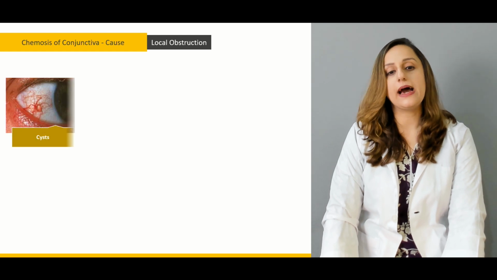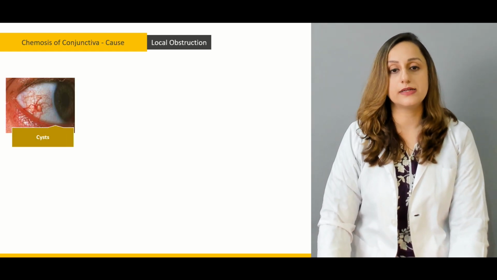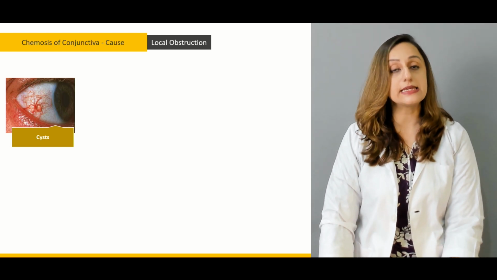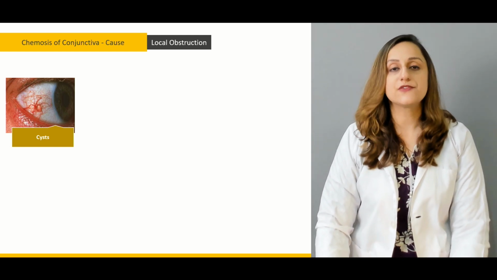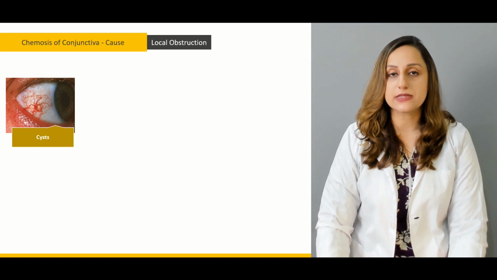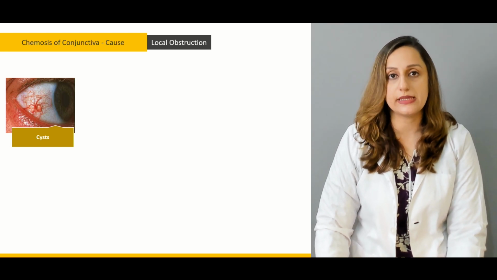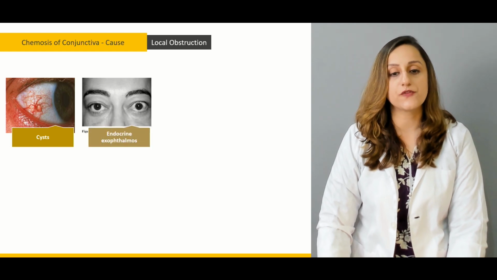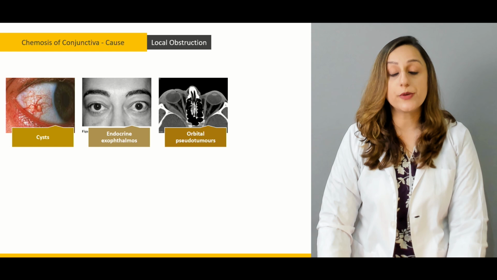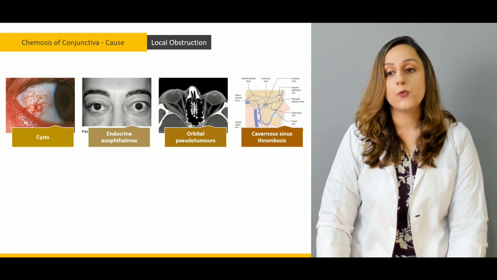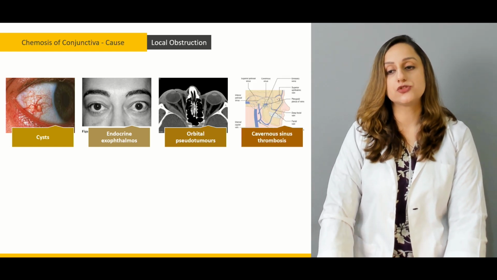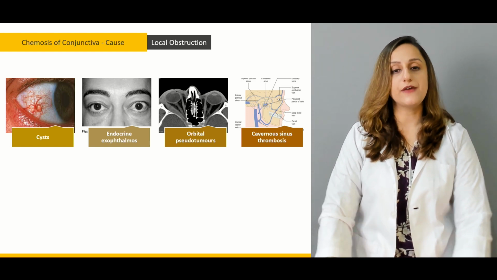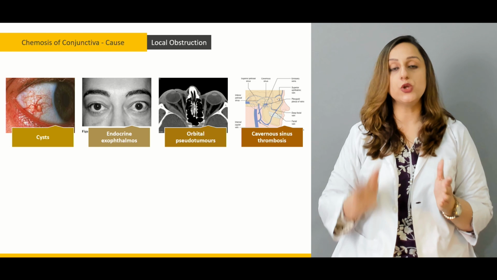Then obviously we have the local obstructions. These are basically the causative factors that are resulting in the local obstruction, and finally giving out the edematous picture, the chemotic picture in the eye. Cysts, then we have the endocrine exophthalmos, then we have the orbital pseudotumors. We have the cavernous sinus thrombosis. That is one of the factors towards the development of the local obstruction.